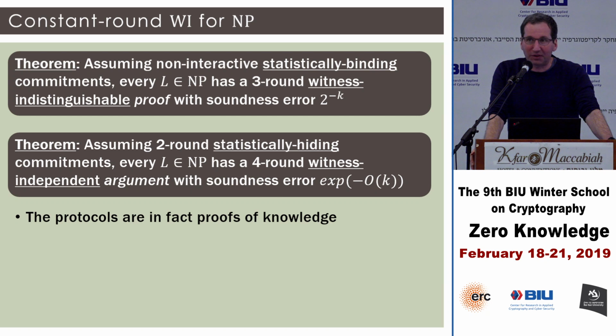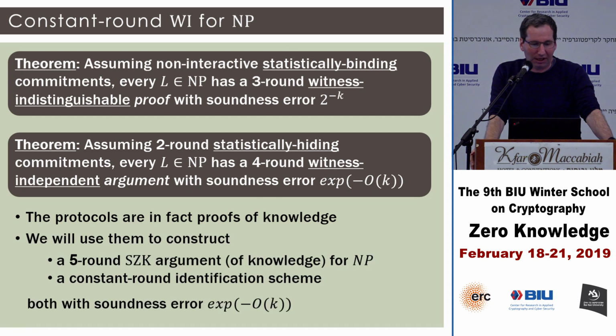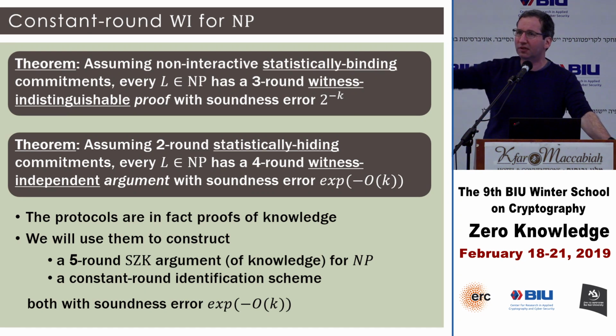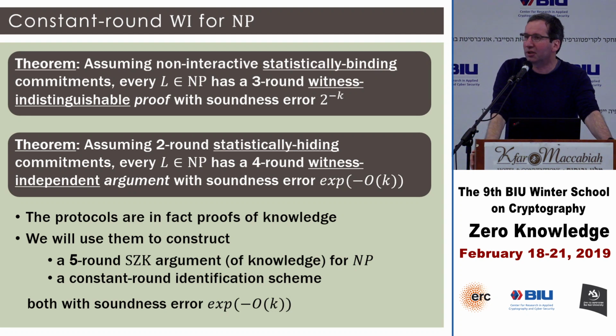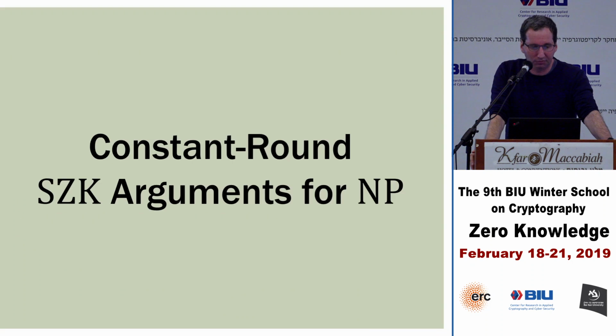And the protocols are in fact proofs of knowledge. And what we'll do, we'll use them now to construct the mother of all protocols, a 5-round statistical zero knowledge argument of knowledge for NP. And as an application, we'll have a constant round identification scheme according to the blueprint I gave you at the beginning of the first lecture. And also Yuda gave it at the end of his lecture. And both will have exponentially small soundness error. Okay, so let's get to it.